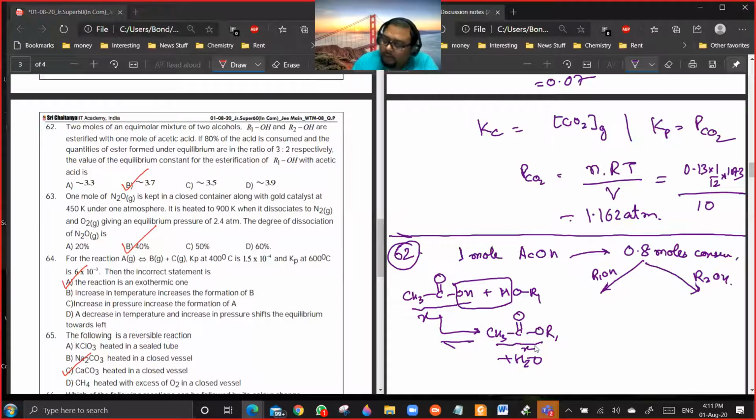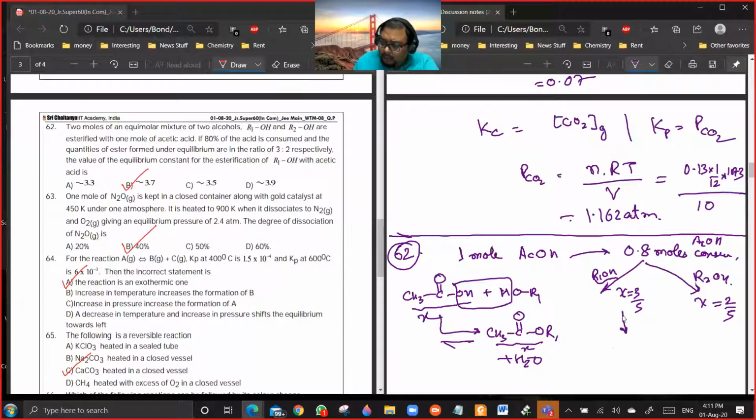Now it is saying that in this 0.8 moles of acetic acid which is consumed, the ratio of esters found in equilibrium is 3:2. This means that if 5 moles, what will be the mole fraction of ester which is reacting with R1OH? It will be 3/5. And the mole fraction reacting with R2OH will be 2/5. We did this type of question, if you remember, in thermochemistry, the 2 acid question which I have discussed.